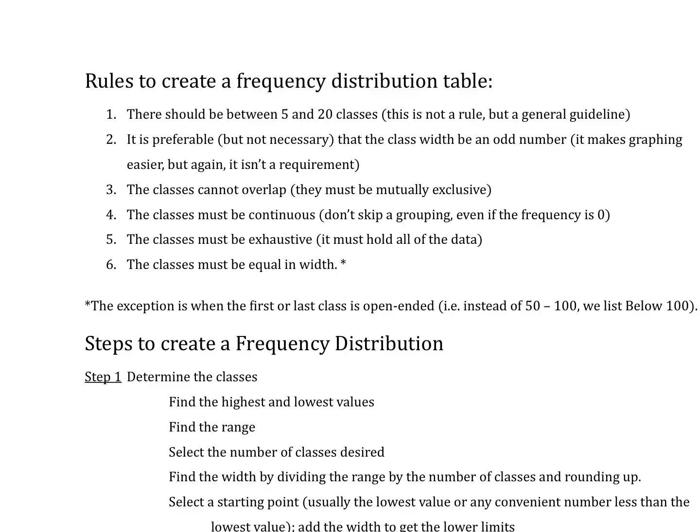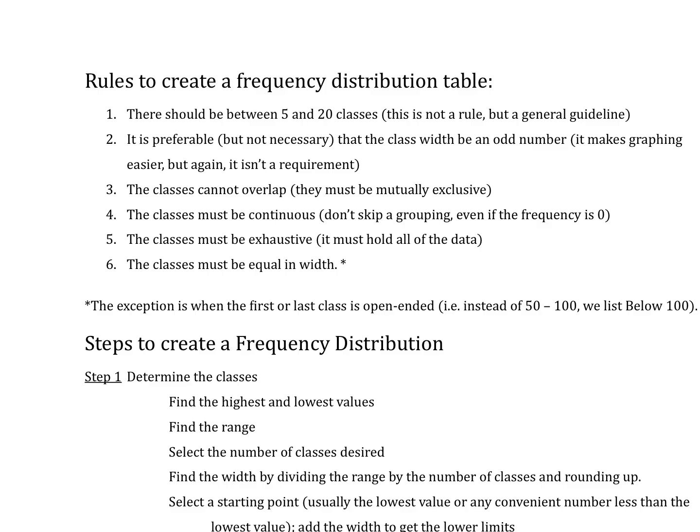It is preferable, but not necessary, that the class width is an odd number because it makes graphing a little easier. The classes cannot overlap, so you can't have from 0 to 8 and then from 8 to 16, okay? It would have to be 0 to 8, 9 to 16. So you cannot have any overlapping. They have to be what we call mutually exclusive. The classes have to be continuous, so you don't skip any. If it's 0, that just means it's not going to have whatever on the graph, or it's going to be labeled as 0. It must be exhaustive, so you can't have any data that's missing. And the classes must be equal in width.